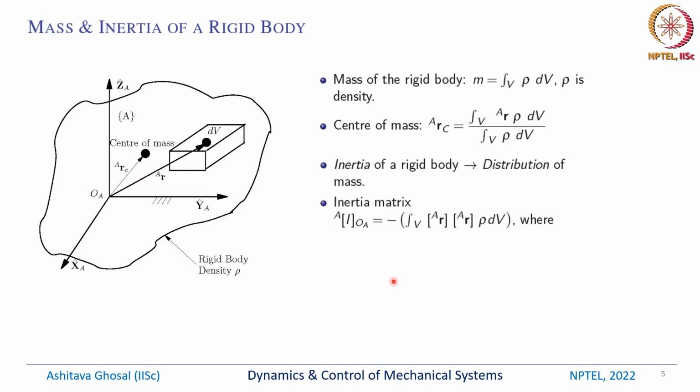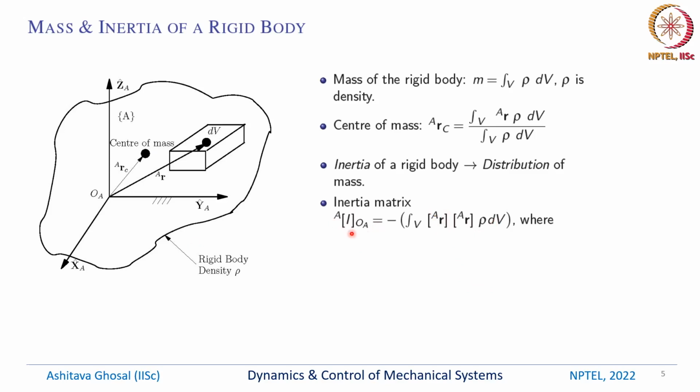We also have something called the inertia of a rigid body. This is basically the distribution of mass about these three axes x, y and z, and we had looked at this last week. So we have an inertia matrix, which is the volume integral of rho dV multiplied by a skew symmetric matrix AR square, and AR, remember, is a vector xyz written in the skew symmetric form of a matrix.